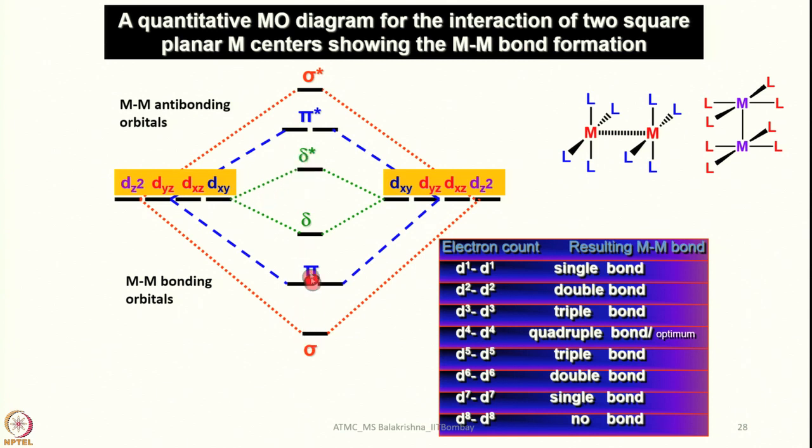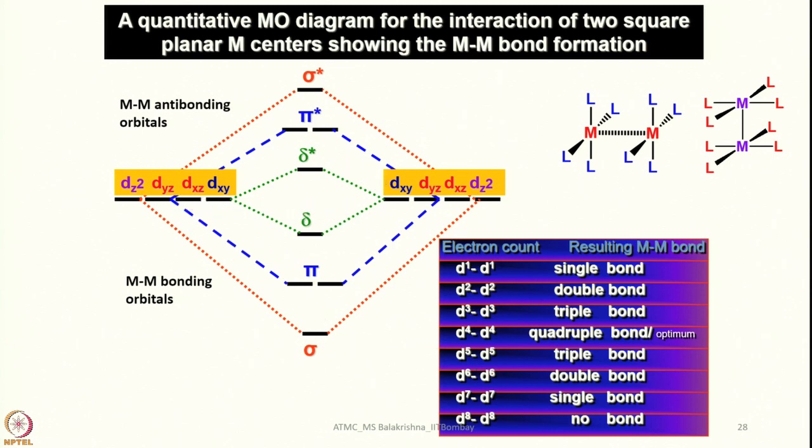that means 2, 4, 2, 2, 10. Now the bond order will decrease, so it will become a triple bond. Similarly, if you go with d6 electrons, then it will become a double bond, and d7, up to here completely filled, you have a single bond. If a d8 system, both bonding and antibonding orbitals are completely filled, so bond order is 0, no net bonding results in case of d8 system in this fashion.